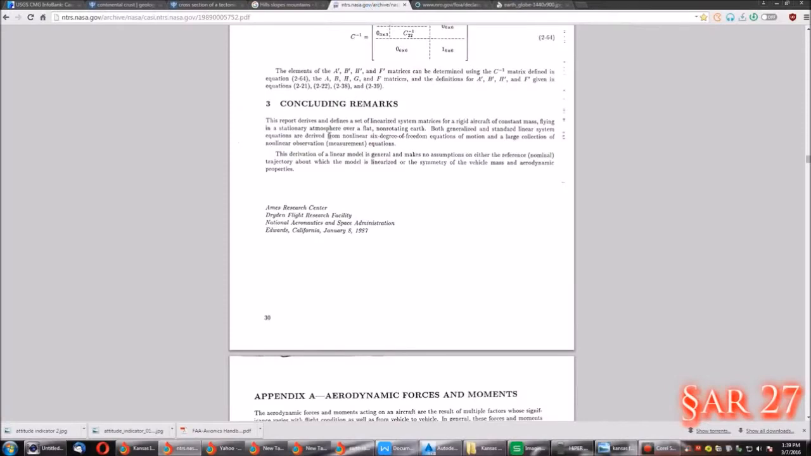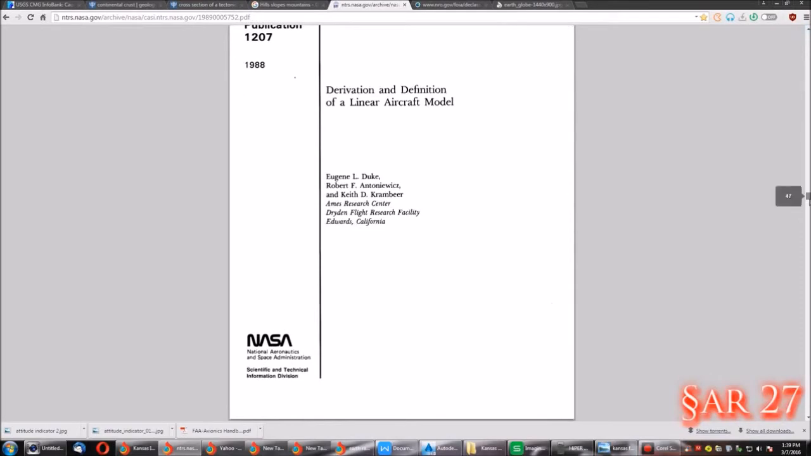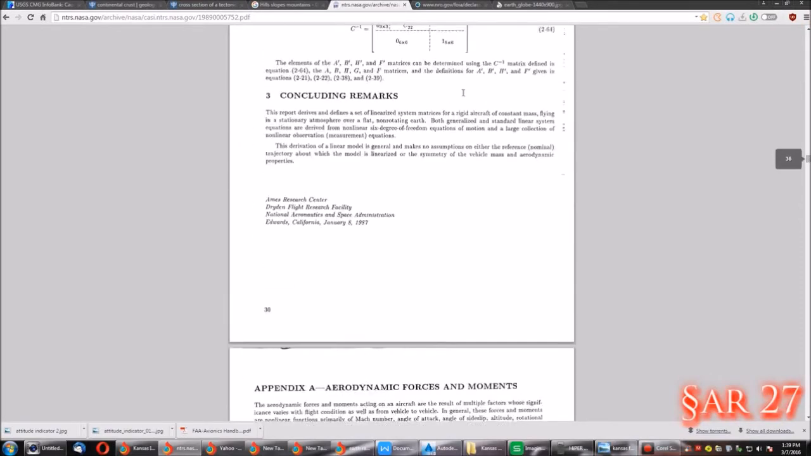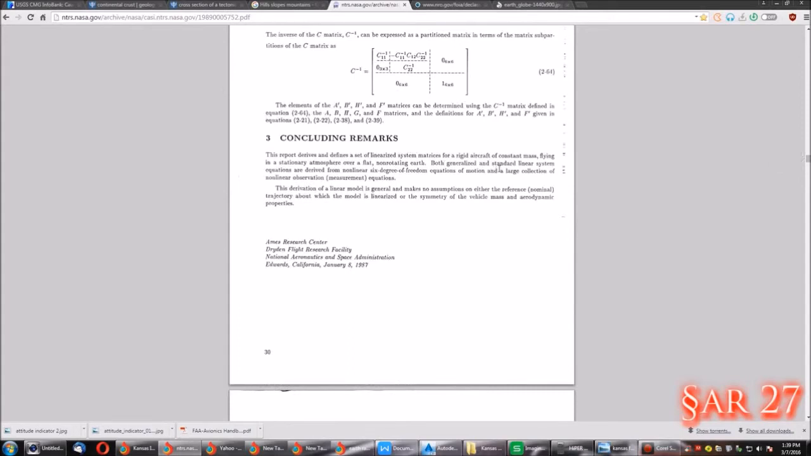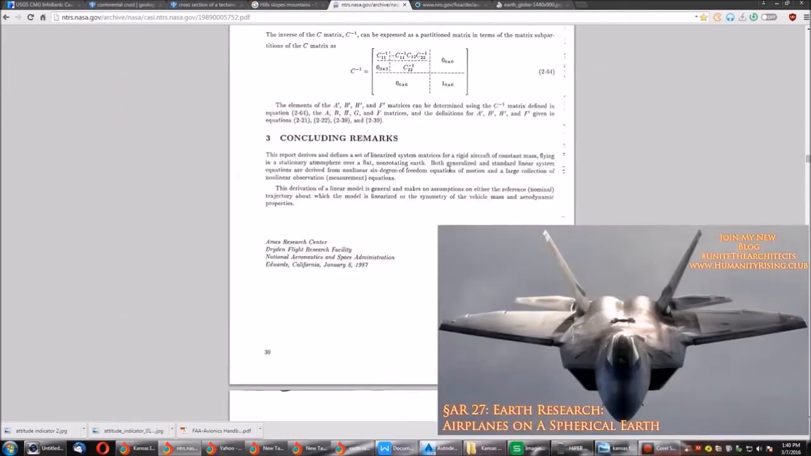I can come back here into the NASA document that I've heavily used in all of my videos. The NASA definition of a linear aircraft model, and we can go back to page 36 in the concluding remarks, is that the matrices are for a rigid aircraft of constant mass flying in a stationary atmosphere over a flat, non-rotating Earth. And if you look here, it says the equations are derived from nonlinear 6-degree-of-freedom equations. That's the movement of aircraft in the air. If you haven't seen my other videos, I have 3 of them, and one of them goes into detail with the attitude indicator, which is the gyro compass.